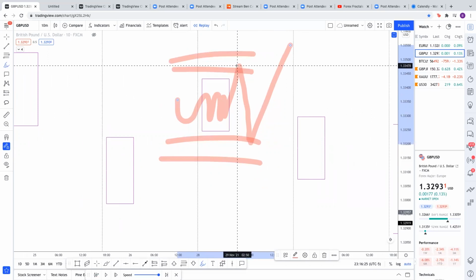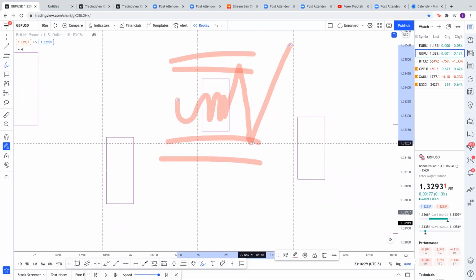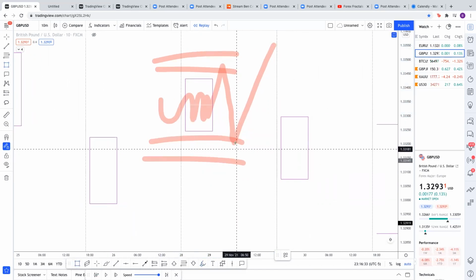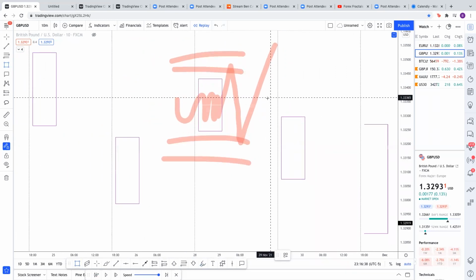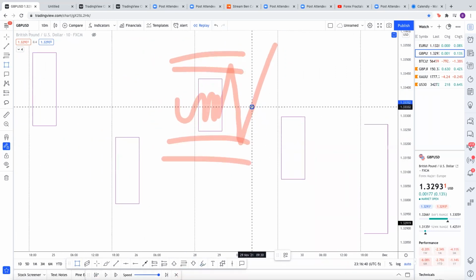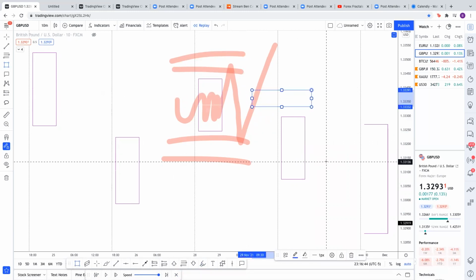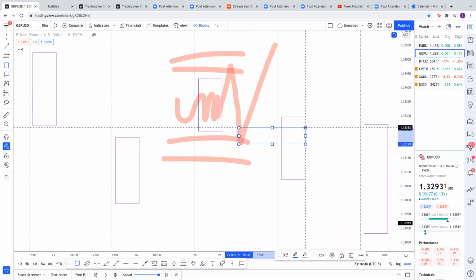Well, assuming that this has happened during Frankfurt, assuming this has happened during London, the next thing I'm looking for is a continuation of London. Now, from experience, I never or rarely will take OBs that are in this imbalance here. Why? Because the whipsaw is telling me that most of the momentum has kicked in down here.